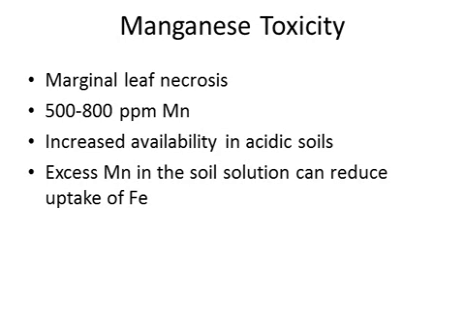High levels of manganese can be toxic to plants. Toxicity appears as marginal leaf necrosis. Concentrations of manganese on the order of 500 to 800 parts per million can result in toxicity in many crops. Solubility of manganese in the soil solution is increased by low pH. Excess manganese in the soil solution can reduce uptake of iron by the plant.